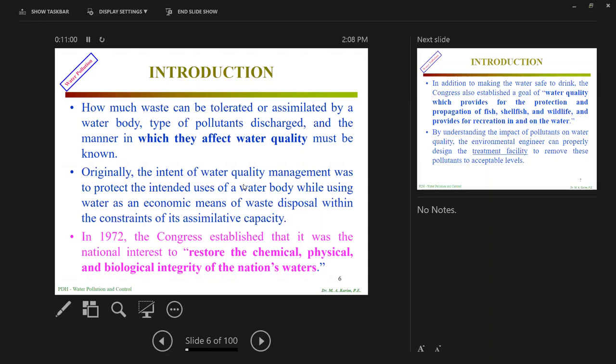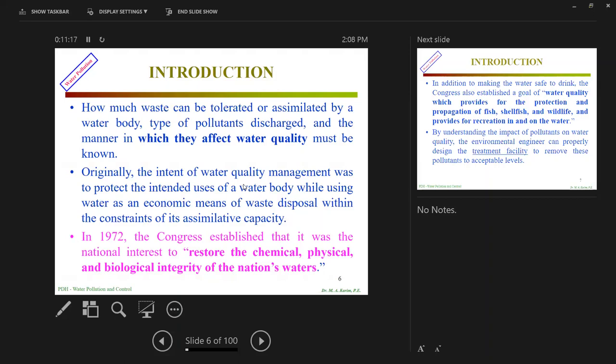Meaning, say we would like to put something in there, right? It would be polluted, but with the dilution, it may not be polluted. So that means we can use this process to treat some of the waste. So that's the main advantage.